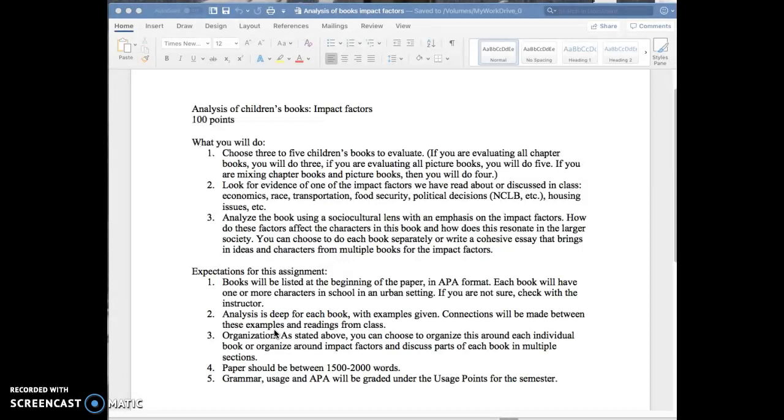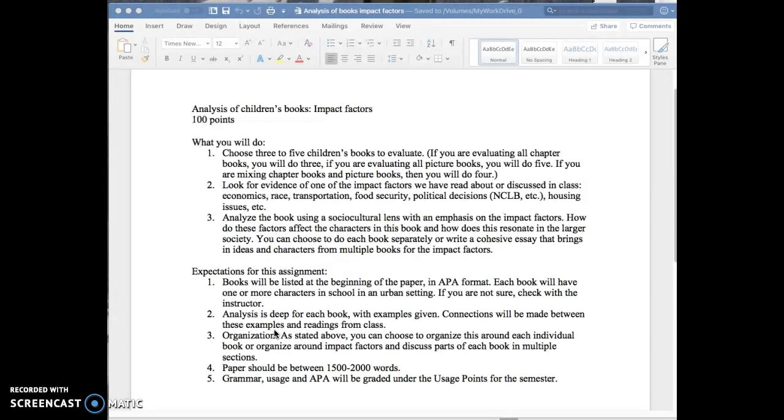So you're going to analyze the book using a sociocultural lens, as we've talked about in class how to do that, with an emphasis on the impact factors. And you can choose one impact factor to evaluate all 3 to 5 of your books, or you can evaluate the books using different impact factors. Personally, I think it would be easier to do this by choosing one factor to look at over a number of books. So depending on how you choose, you would think about this question.